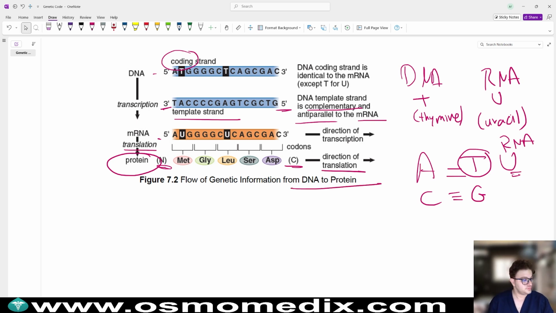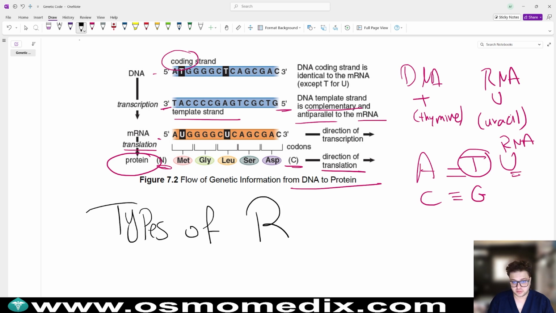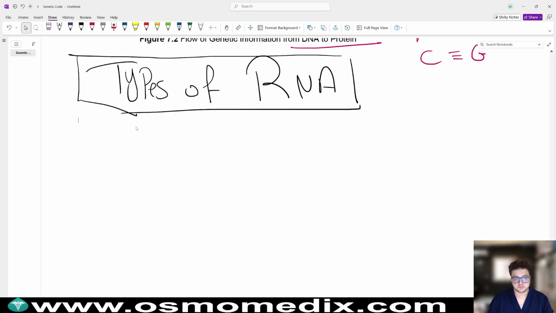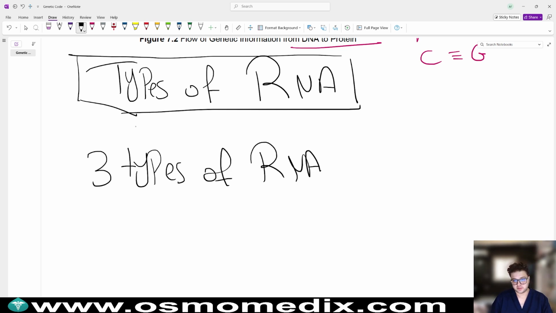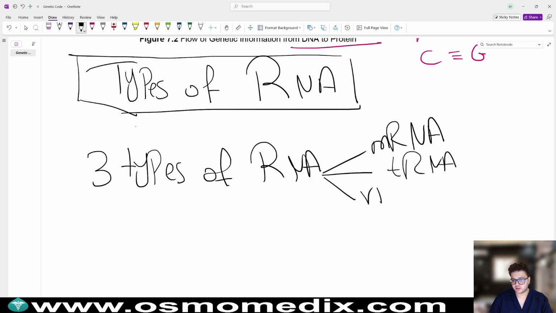Now let's go to another topic, which is the types of RNA. There are 3 types of RNA in the cell. There is the messenger RNA, there is the transfer RNA, and there is the ribosomal RNA, or rRNA.